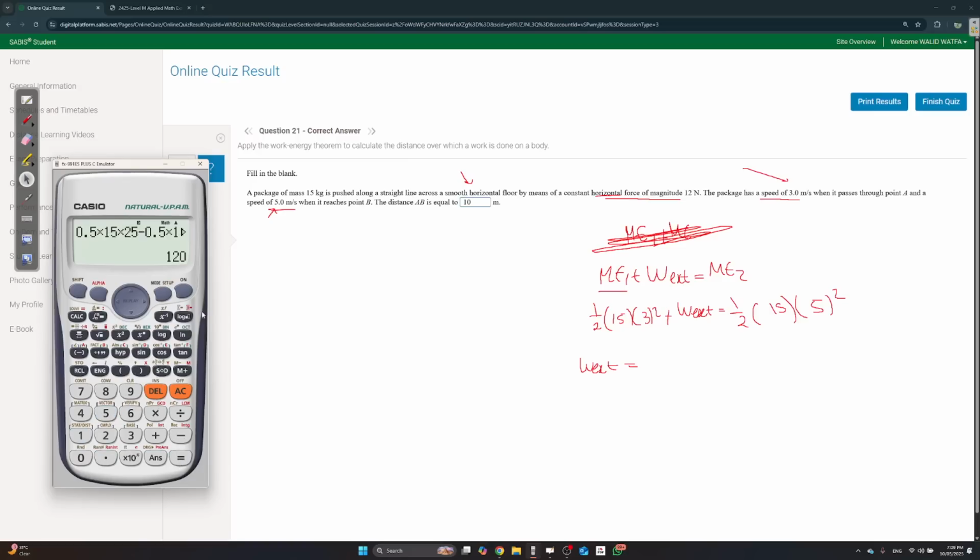You're going to get 120. So W external is 120 joules. Here's the thing, we want the distance. They told us what the force is, so we know that work is just force times distance, so it's equal to 120, and we know the force is 12, so 12 times d is equal to 120. If you divide 120 by 12, you're going to get d is equal to 10 meters. Very easy.